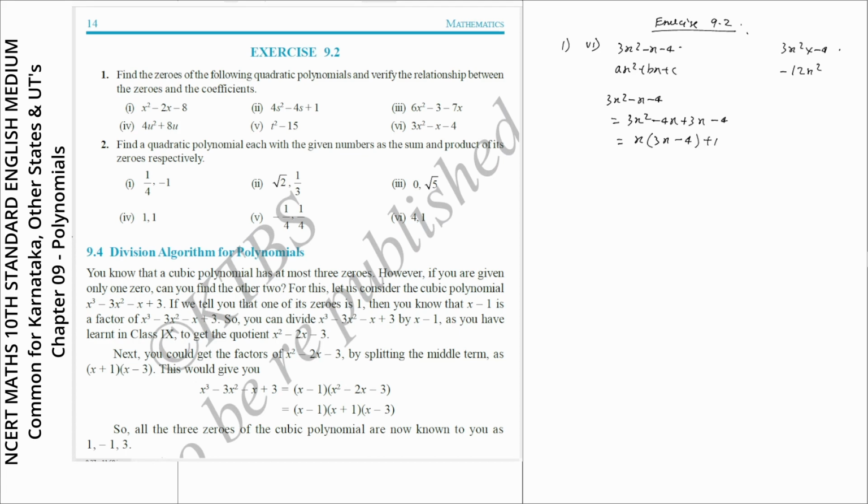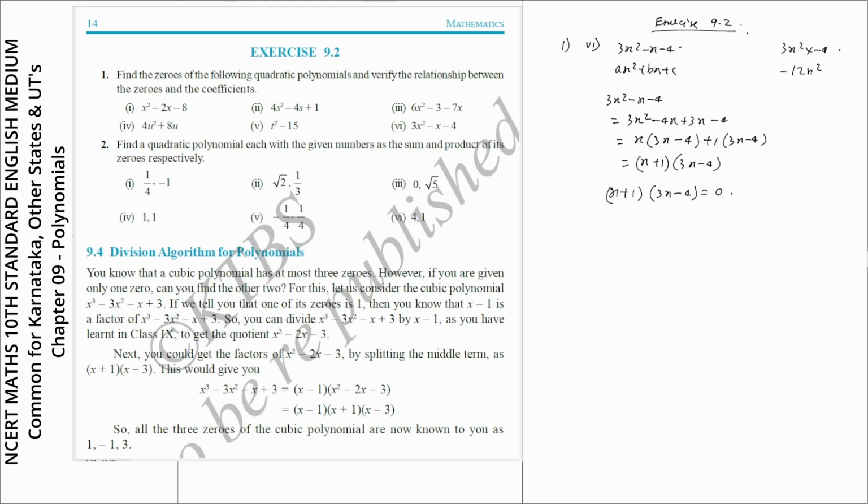Here 1 I can take common, 3x minus 4 is left. So this is equal to x plus 1 into 3x minus 4. So now I'll equate this to 0. X plus 1 into 3x minus 4 is equal to 0.